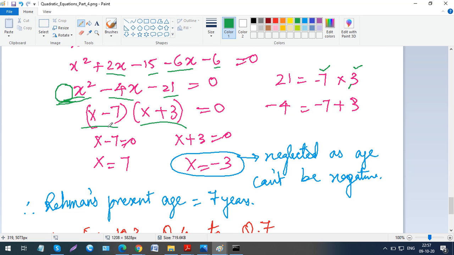Okay, so you get x minus 7 times x plus 3 equals 0, so x minus 7 equals to 0, or x plus 3 equals to 0. So you get x equals to 7 and x equals to minus 3. Now again, age cannot be minus 3, right? We have actually assumed x to be his present age. How can a present age be minus 3, right? You can't have minus 3 years. So then you have x is equals to 7 as the actual answer.